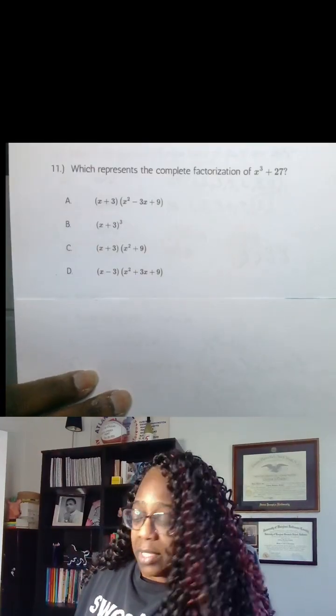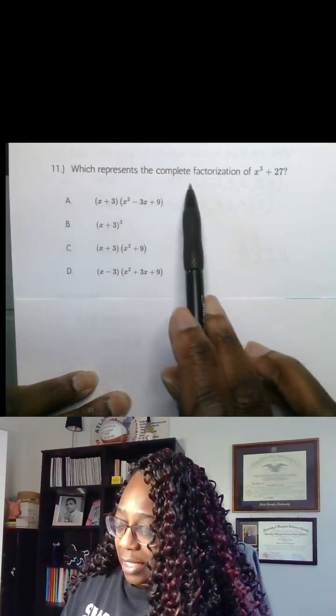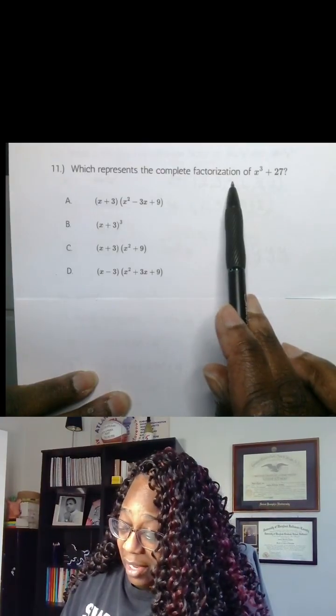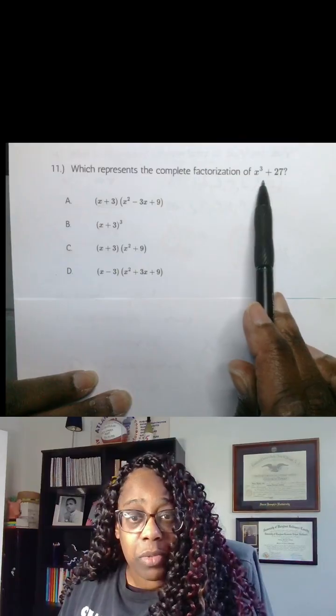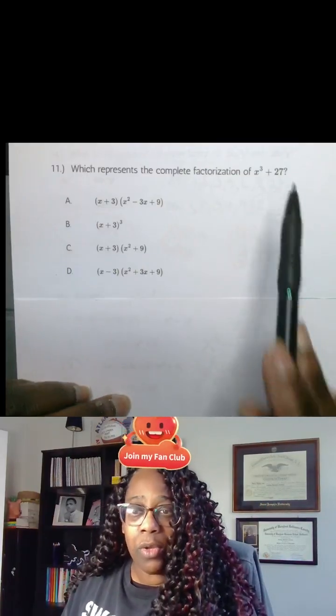All right, so now, which represents the complete factorization of x cubed plus 27?